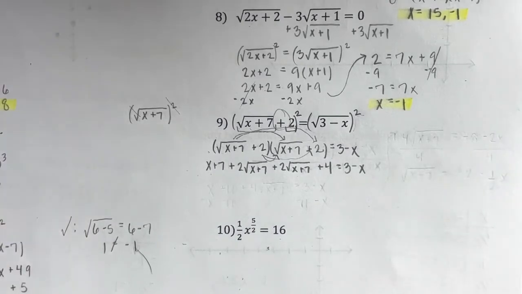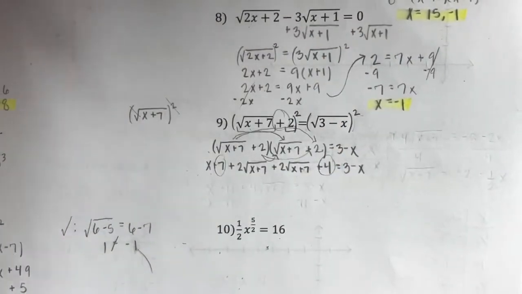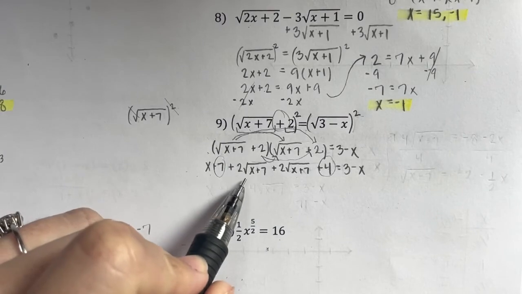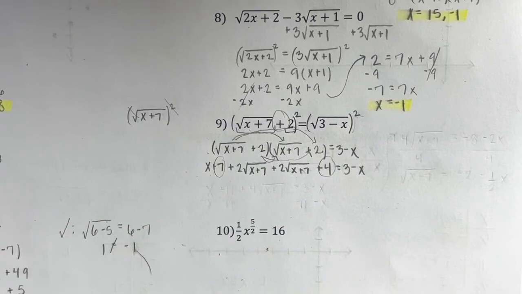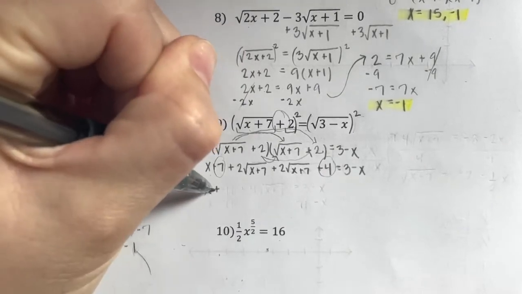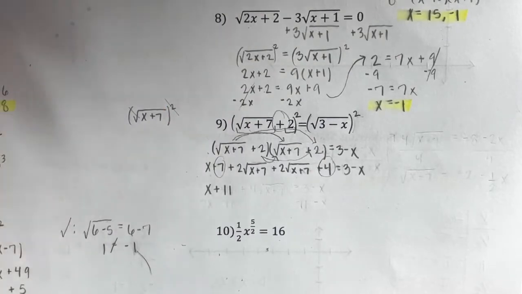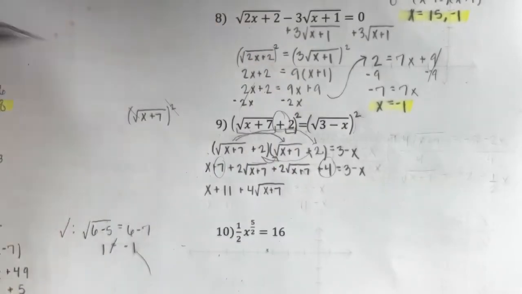And then from there we can go ahead and combine like terms. So we have a 7 and a 4 that we can obviously combine on the left side, but we also have this radical term. Because both of the numbers inside the radical are exactly the same, they're pretty much like terms. So the 2 root x plus 7 and the 2 root x plus 7, because they're both x plus 7 inside the radical, we can add them just by adding the coefficients, the 2's. So this left side becomes x, and then plus 7 and 4 gets us to 11. And then 2 root x plus 7 plus 2 root x plus 7 becomes 4 root x plus 7. And then equals 3 minus x.